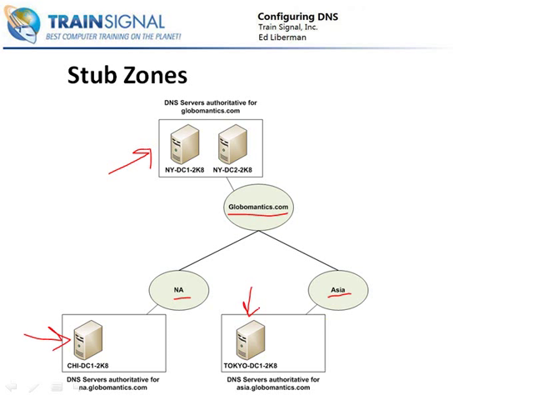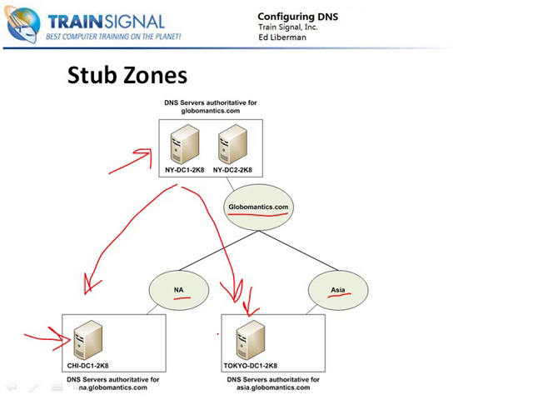Now this has been all set up manually. These servers up here, New York DC1, is going to know about this guy and is going to know about this guy, so that if any clients from the globalmantics.com domain come over to here, they will have what's called a name server record, which we'll look at a little later. They'll know about these other servers being authoritative for the child domains.